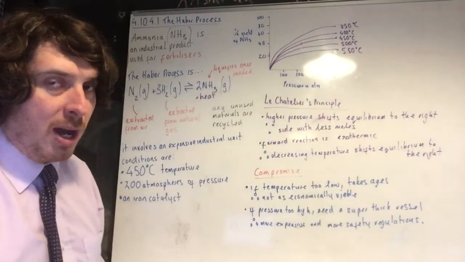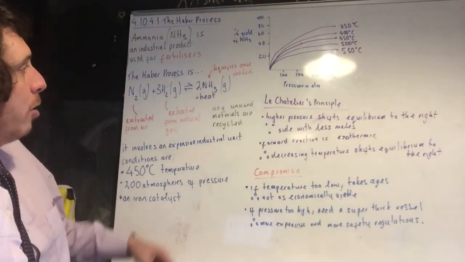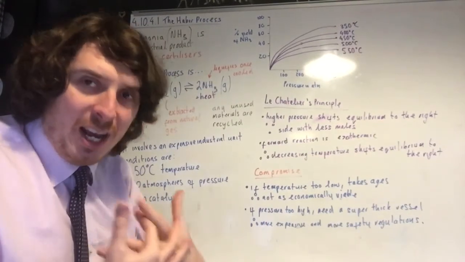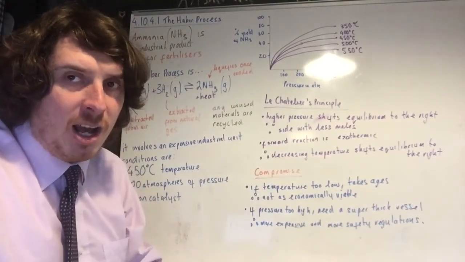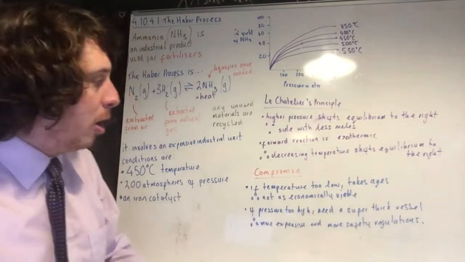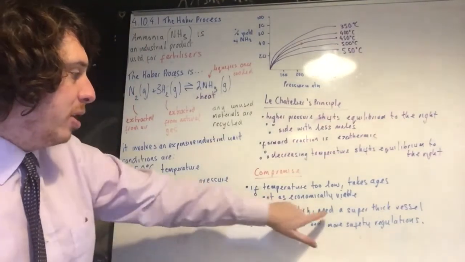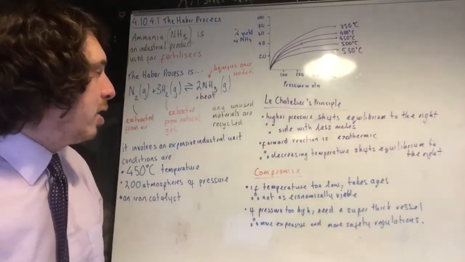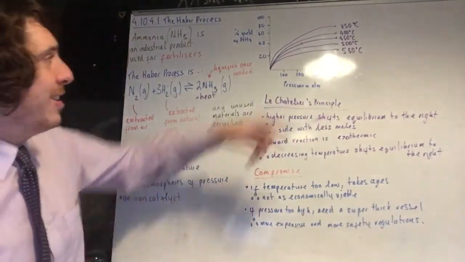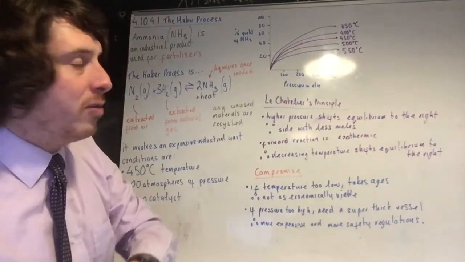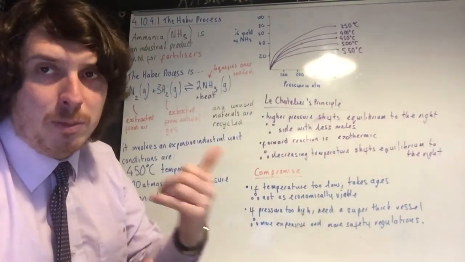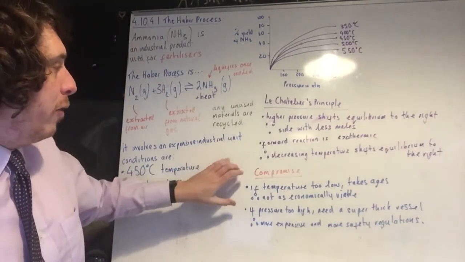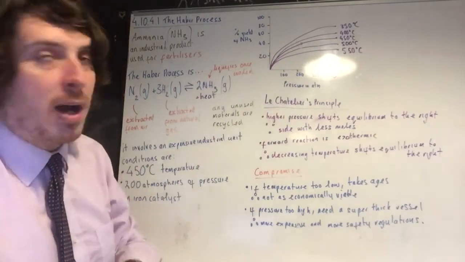So why the compromise? If we whack up the pressure to 400, you're going to need a real thick steel unit. It's very unsafe to operate at pressures that high, so that's why we don't bother. Pressure too high, we need a super thick vessel, more expensive, more safety regulations. Why don't we just decrease the temperature? It takes ages. If you lower it down to 350, it would take a lot longer and you have to pay more staff. It's not economically viable. So if we go for the temperature of 450, that is the compromise.